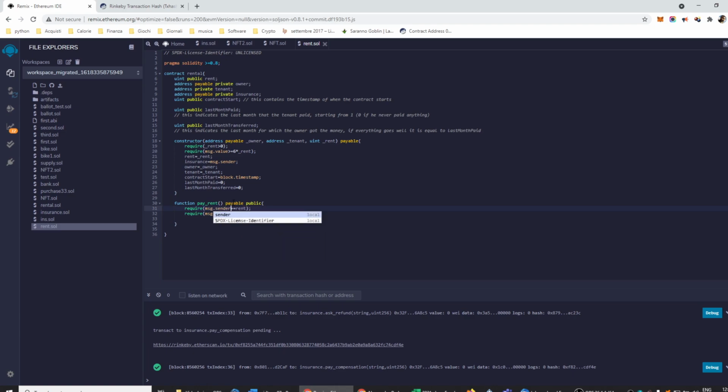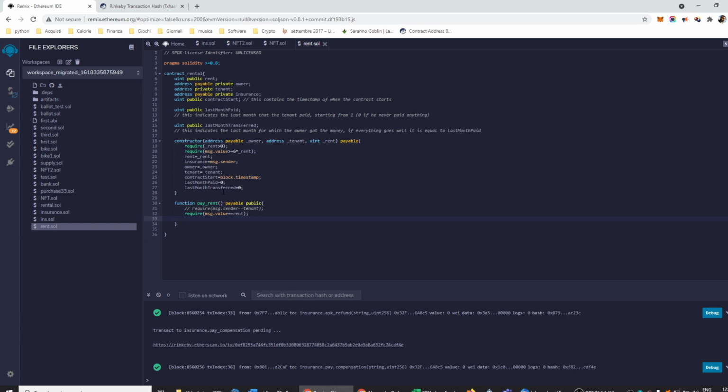be the tenant. Also this one, it's not strictly necessary. Somebody could pay on his behalf. But just to avoid that random people pay. Okay. Well, I comment it out because it could be that somebody pays on his behalf and that would be fine.